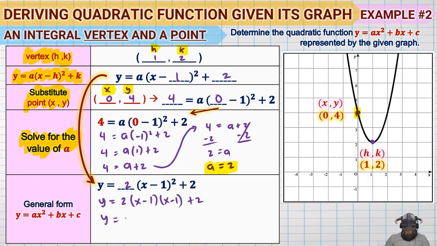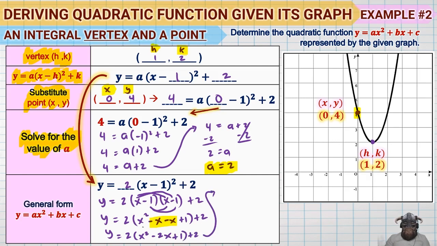So, y is equal to, FOIL natin, x times x will be x squared. x times negative 1 will be negative x. Negative 1 times x is negative x. Negative 1 times negative 1 is positive 1 or plus 1. Then, copy mo lang dito si 2. Then, add natin yung similar terms. So, copy lang muna natin y is equal to 2 times x squared. Add natin ito. Negative x minus x, that will be negative 2x plus 1. Then, plus 2 tayo dito.